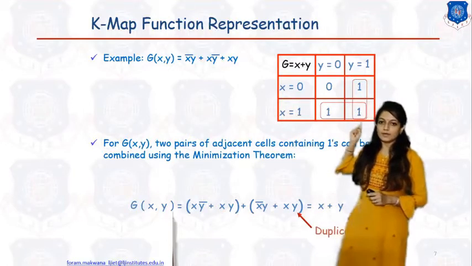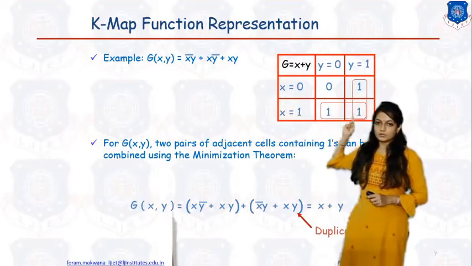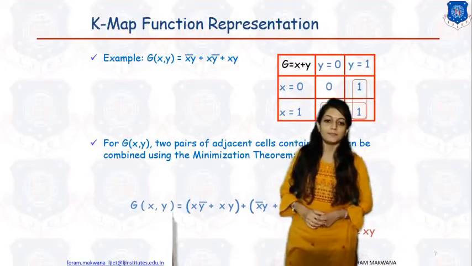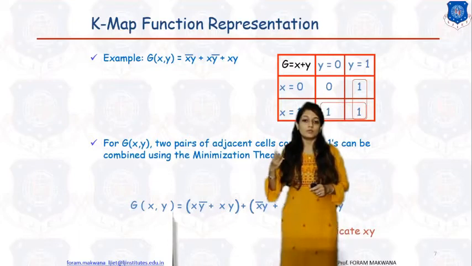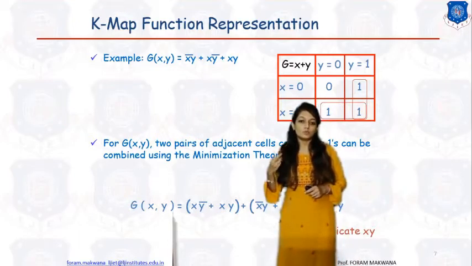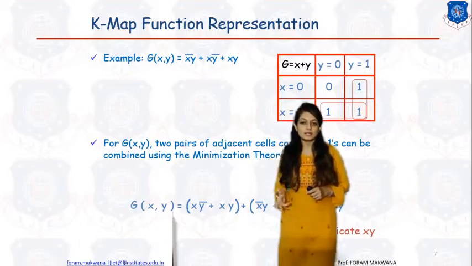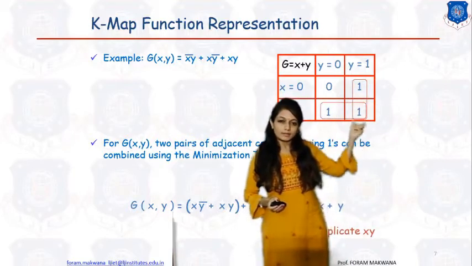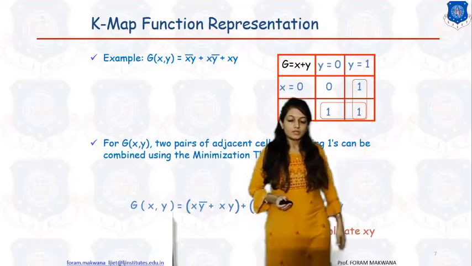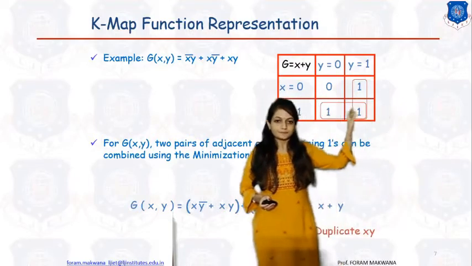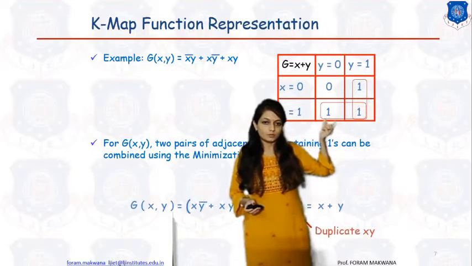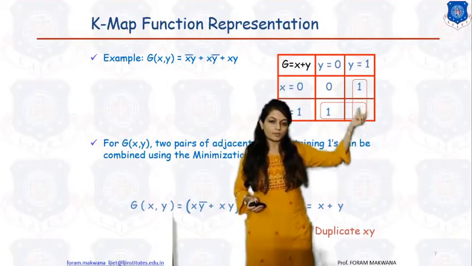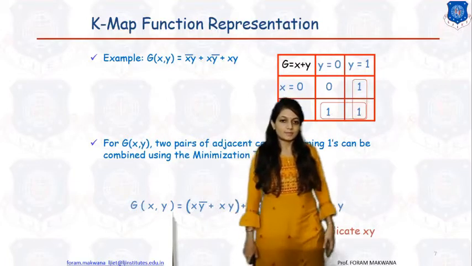X into y. So these three are ones, and based on the rules of K-map, we are not able to make a group of 3. We can either make a group of 2, 4, 8, 16 likewise. So we will first make a group of these two ones and these two ones. From this, what is the common term from this group? The common term is x, and over here the common term is y. So your answer is x plus y.